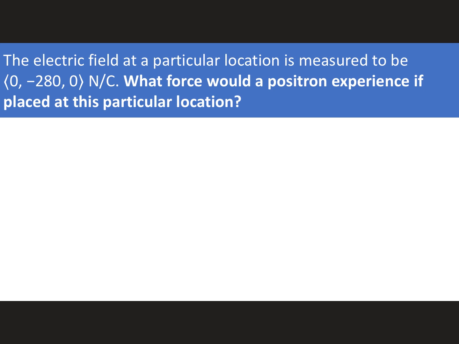Have a number on screen. But here we have this electric field at a location that's measured to be 0, negative 280, so it's all y in the negative downward direction if you're going to do a standard system. What force would a positron, and so positrons are positive electrons, if you will, they're the antiparticle, and so force is just QE, like we said before. So we're still in Simpleville.